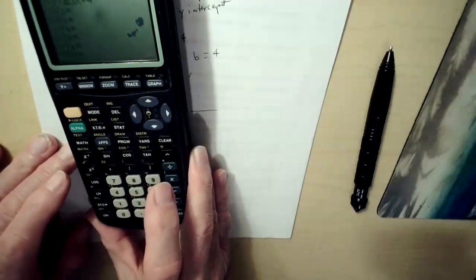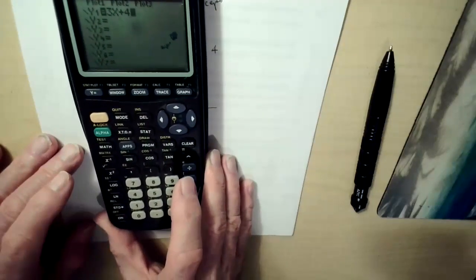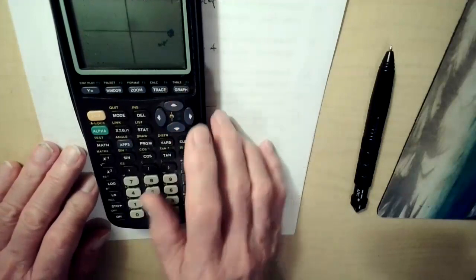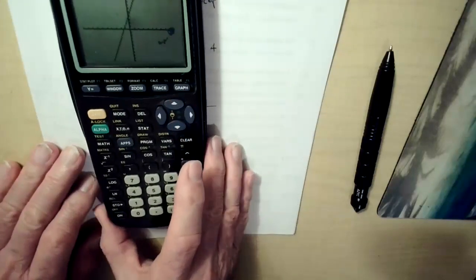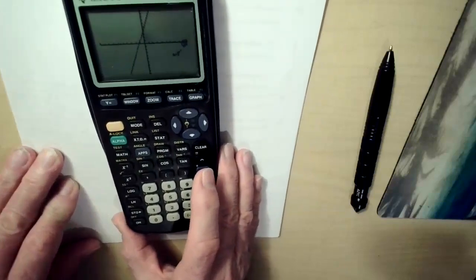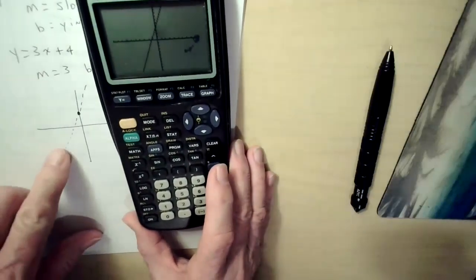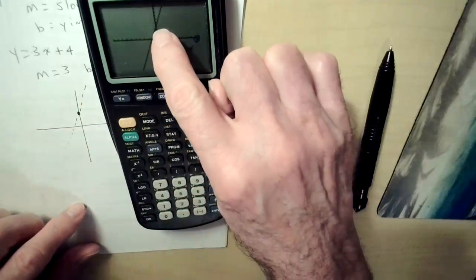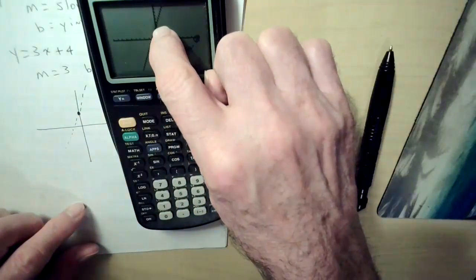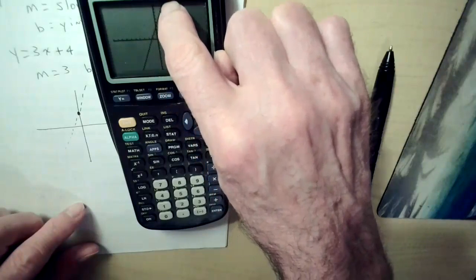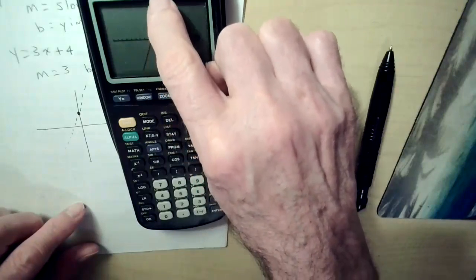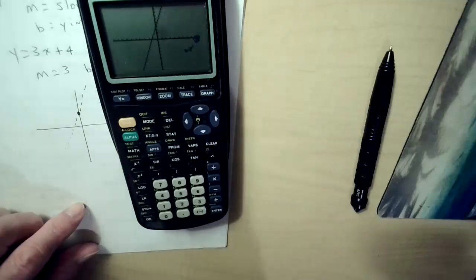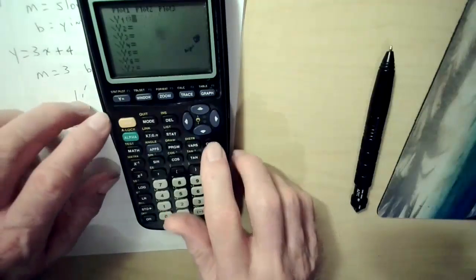Plus 4. Now look, before you leave the screen, double check and make sure you put it in right. Now let's go to graph right here. And if you'll see, even as bad as my drawing is, you can see it goes up and to the right and crosses the y-axis at 4. This is the y-intercept. That's where this line crosses the y-axis right here at 4.